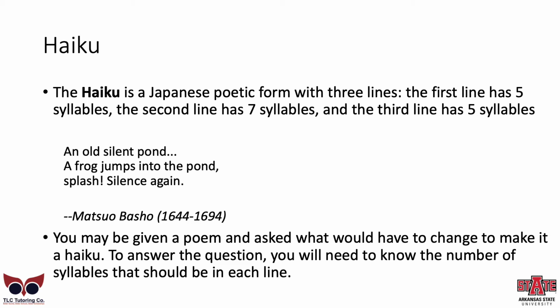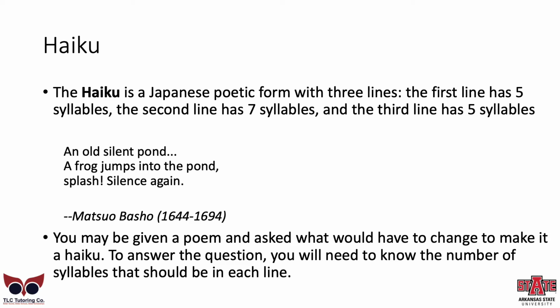The haiku is another common type of poem. The haiku is a Japanese poetic form with 3 lines. The first line has 5 syllables, the second line has 7 syllables, and the third line has 5 syllables. As you can see in the example, a haiku is a very short poem.